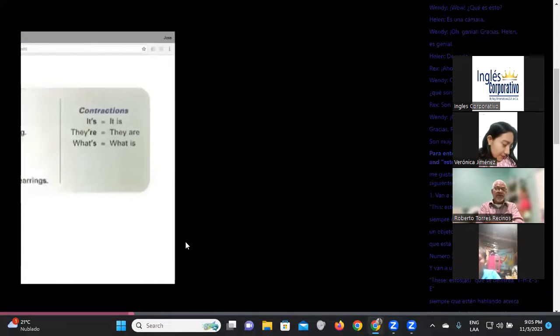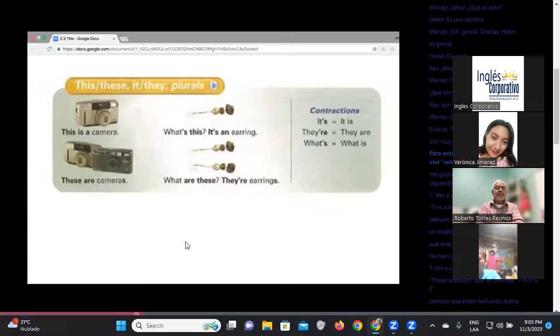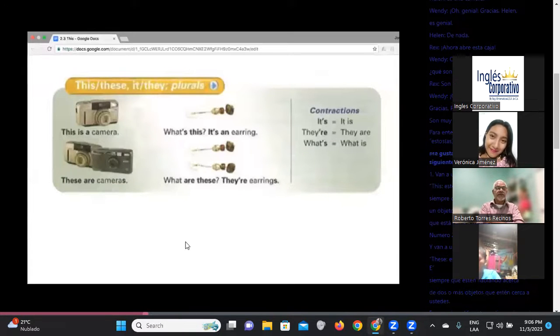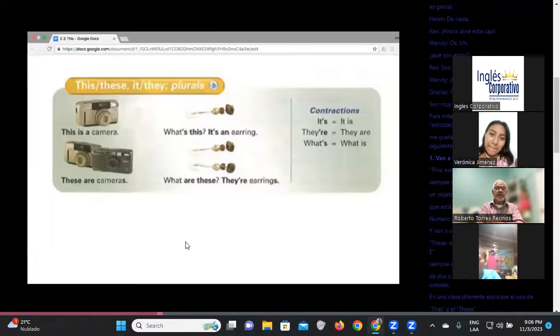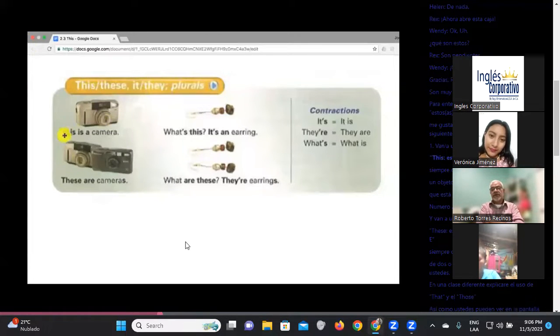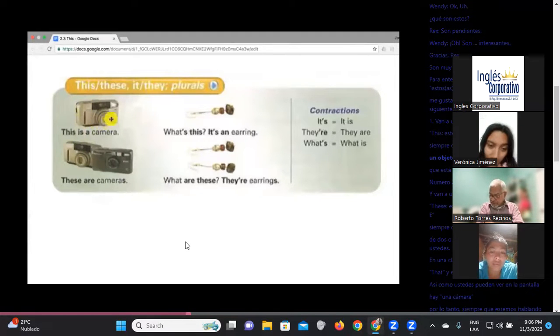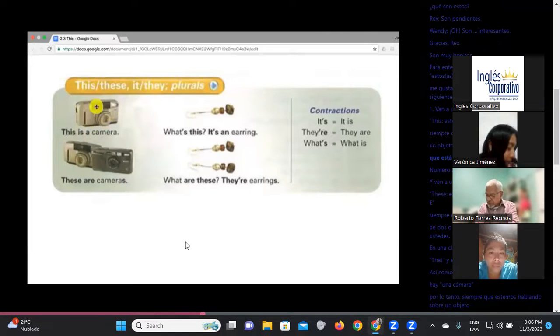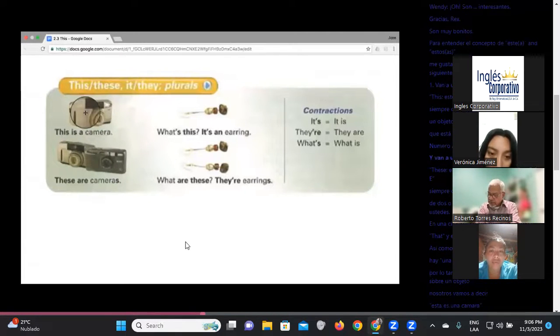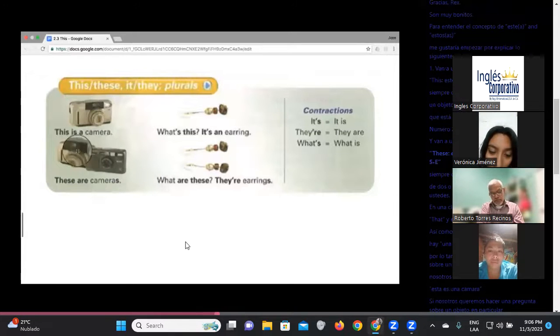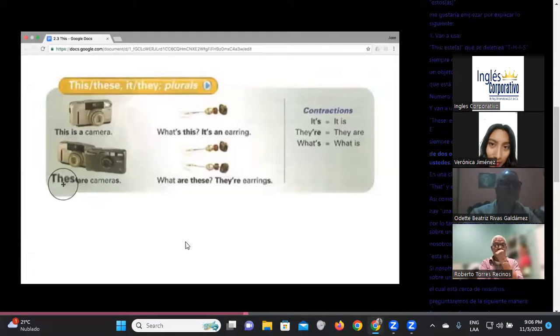In order to understand the concept of this and these, I would like to start by explaining the following. Number one, you're going to use this, that's spelled out T-H-I-S, whenever you're talking about one object which is near you. Number two, you're going to use these, that's spelled out T-H-E-S-E, whenever you're talking about two or more objects which are near you.